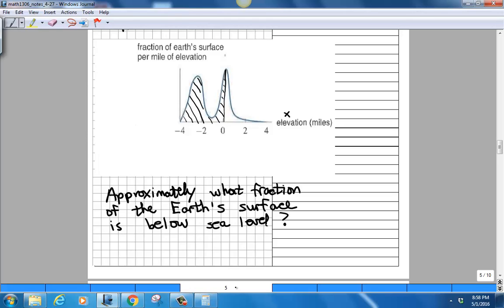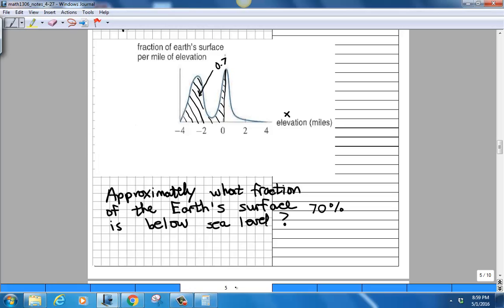So what does that look like to you guys? I'm thinking that's about 70% of this total area in the shaded portion. So 70% of 1 would be, of course, 0.7, right? And that gives us at least a rough answer to this question.